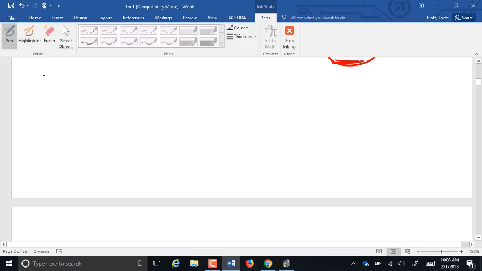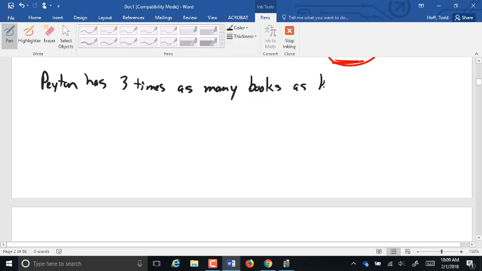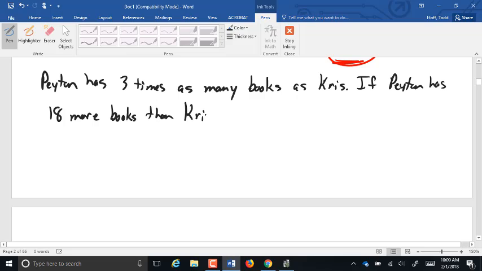We might have Peyton has 3 times as many books as Chris. If Peyton has 18 more books than Chris, how many does each have?